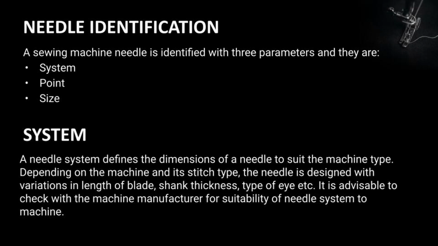Let's talk about needle identification. The sewing machine needle is identified with 3 parameters, and they are the system of the needle, the point of the needle, and the size of the needle. System of the needle defines the dimensions of the needle to suit the machine type. Depending on the machine and its stitch type, the needle is designed with variation in length of the blade, shank thickness, type of the eye, etc. It is advisable to check with the machine manufacturer for suitability of the needle system to the machine.